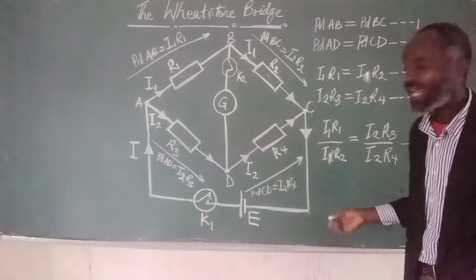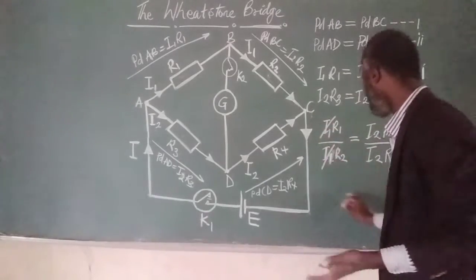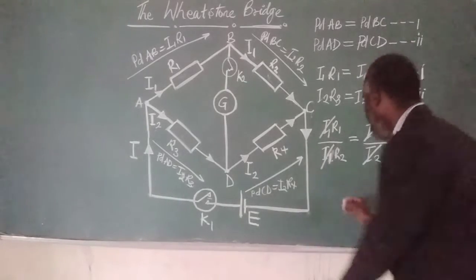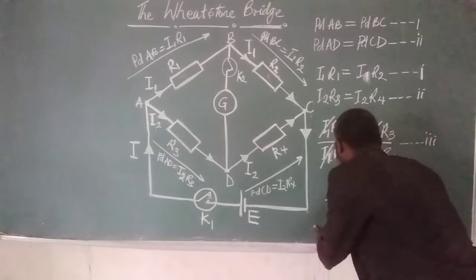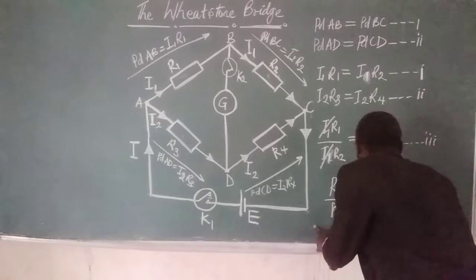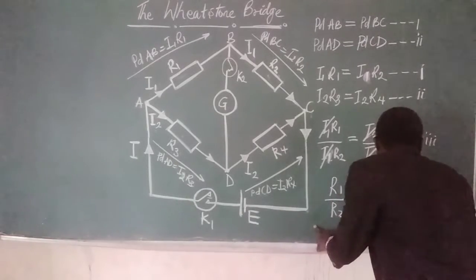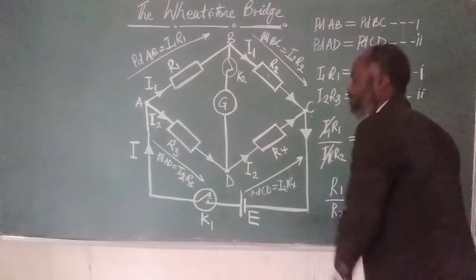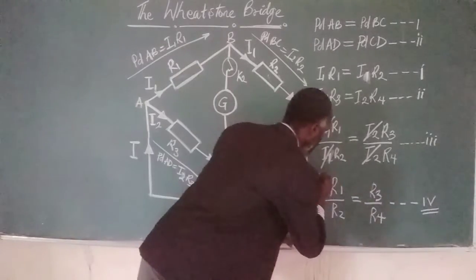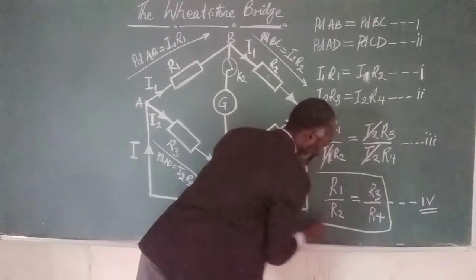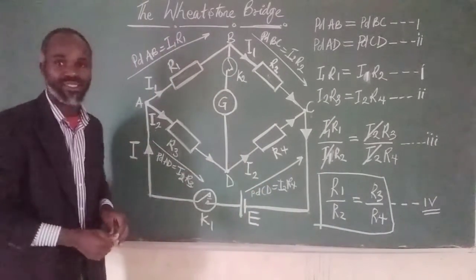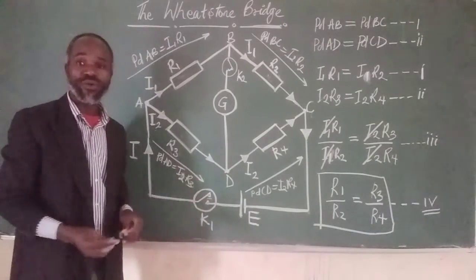So what do we do? We cancel out. We take care of I1 at this point. We take care of I2 at this point. And finally, we are left with R1 over R2 is equal to R3 all over R4. This becomes our equation number 4. Good. So that equation is the general equation for finding any of the unknown resistances given in a Wheatstone Bridge circuit. So with this, we are good to go.